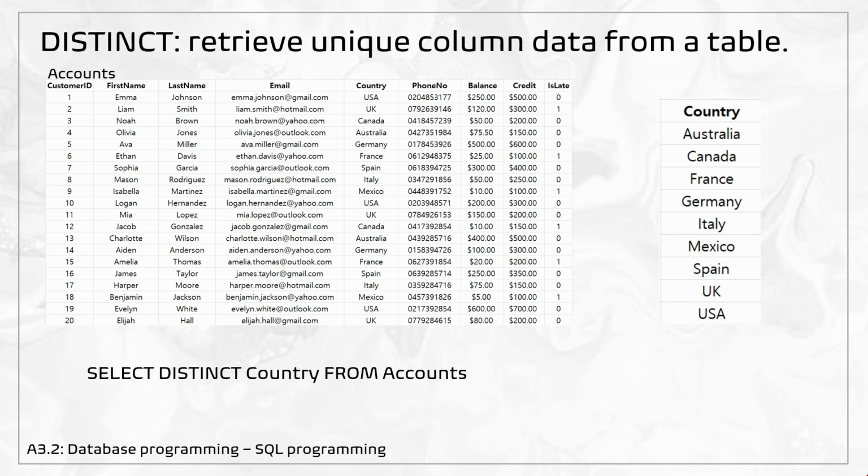Now let's start filtering our queries so that only records that we want show up. Firstly, this statement, distinct, retrieves unique column data from a table. You use distinct in conjunction with select to ensure that there are no duplicate records. So here, if we don't want any duplicate countries, we can add a distinct to only display the unique countries that are in this database.